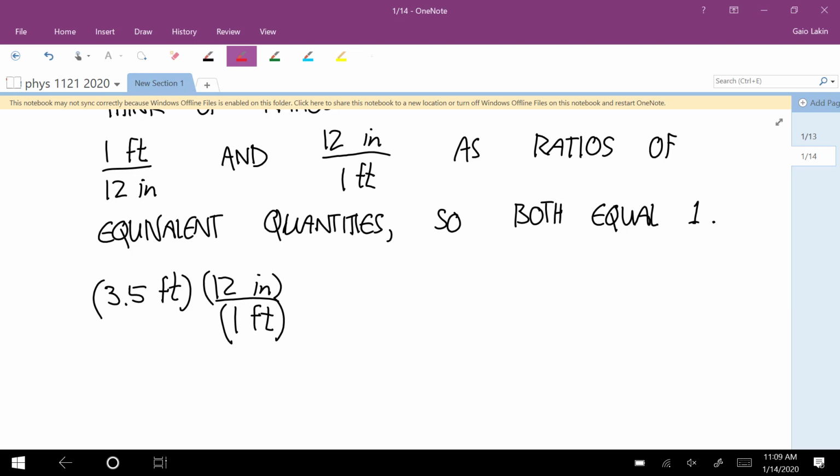Okay. And we get the thing to happen that we want. The units we're trying to get rid of go away. And so you end up doing what we knew intuitively you have to do. Take that 3.5 feet and just multiply it by 12, and that gives you the number of inches. So what is that, 42?